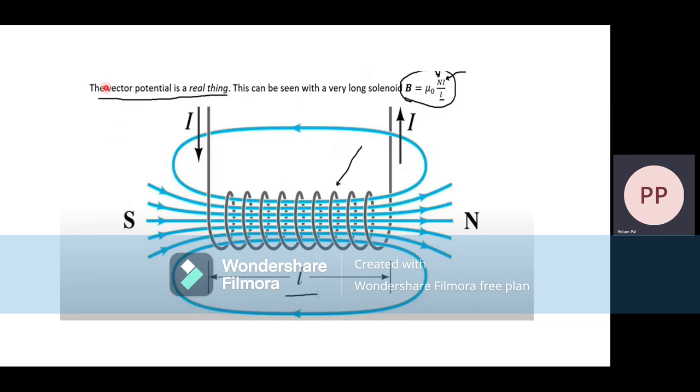So now the vector potential is the real thing. As I already mentioned, this can be seen with a very long solenoid, where B equals mu naught N i by L. You can see how the magnetic field lines are there in a solenoid. Current is flowing in this direction, entering and then leaving. This is how the magnetic field is generated, following this direction.